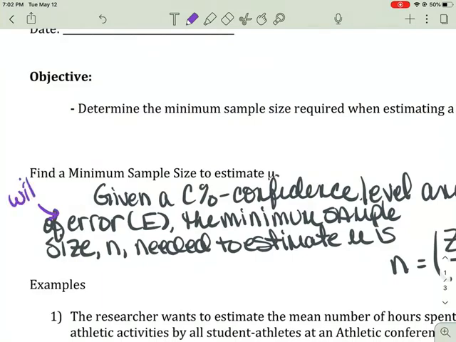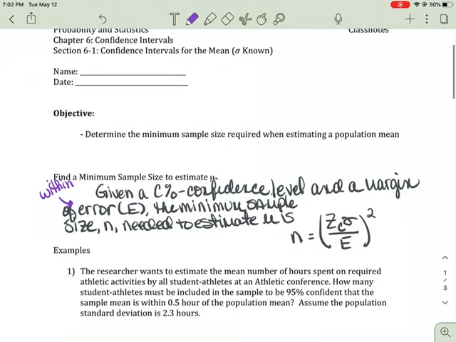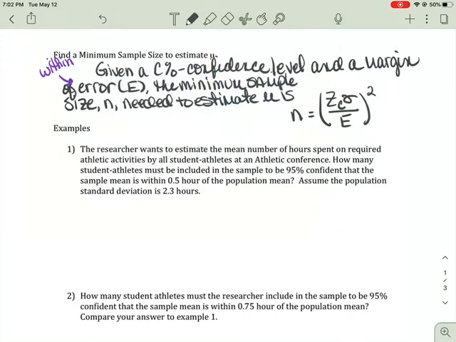So for the margin of error E, you're looking for the word within, because it's the distance that you want to be. It's the maximum amount of distance. Okay, so let's take a look at a problem.